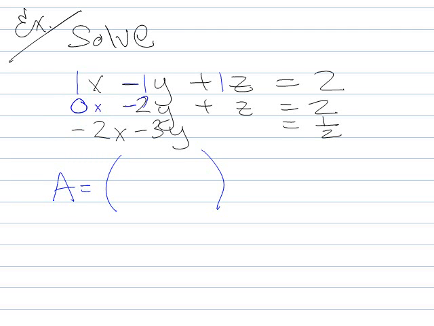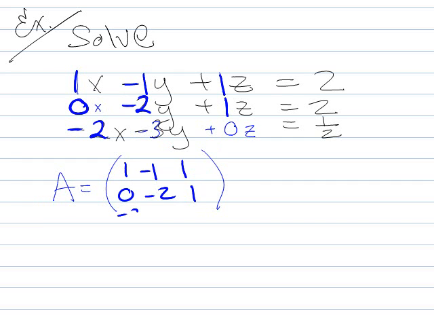My coefficient is going to be negative 2 and a 1. Negative 2, negative 3. What's my coefficient here for z? If I was going to put in z, what would I have to put in front of it? I'd have to put in a 0, right? That's like a placeholder. There aren't any z's, so that coefficient is going to be 0. All right, so I'll plug these in. I've got 1, negative 1, 1, 0, negative 2, 1, negative 2, negative 3, and 0.